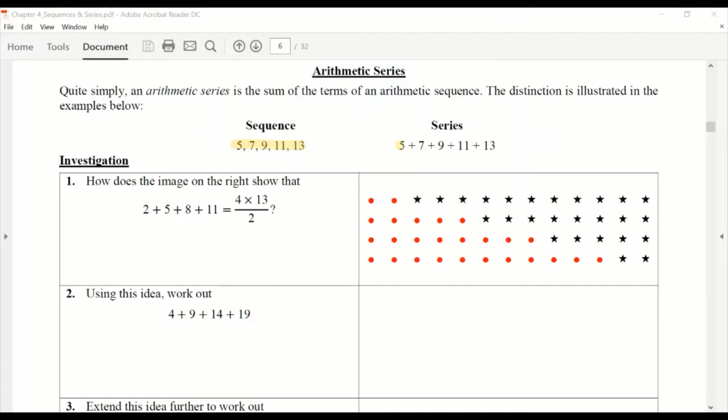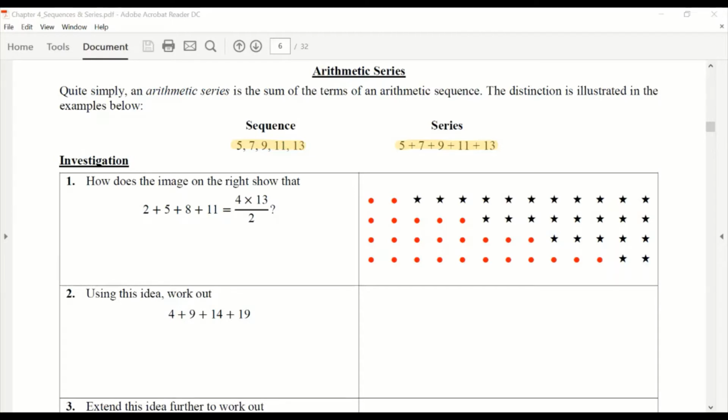So the series corresponding to the sequence that we're given would be 5 add 7 add 9 add 11 add 13. So just finding out what that sum actually is. Now, before we start doing this, there's a particular way I'd like you to think about these sums. We are going to have to evaluate them, and they can get quite complicated and quite lengthy. But with the right approach, we can actually make it quite simple.